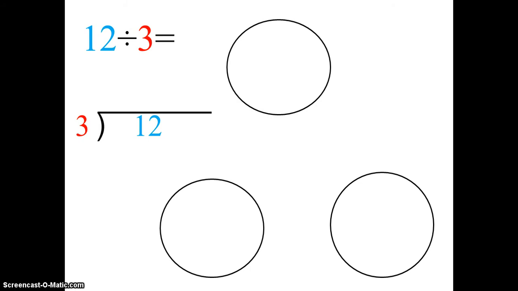What do I need to remember when I'm drawing the dots? If you said to make sure each circle gets the same amount, you would be just doing amazing. So we need to draw 12 dots and make sure each one gets the same amount. So let's count. 1, 2, 3, 4, 5, 6, 7, 8, 9, 10, 11, 12. Alright, so what is the answer? 12 divided by 3 is what? How do we solve the problem?